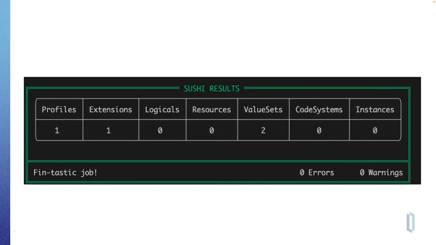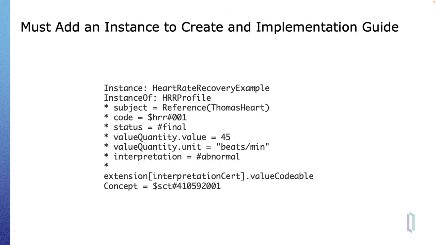Finally, we'll run SUSHI again to see if we've had any errors. And then we're going to also create an example instance, which is required if we want to publish any implementation guide. We must have one example of our profile to publish a guide.